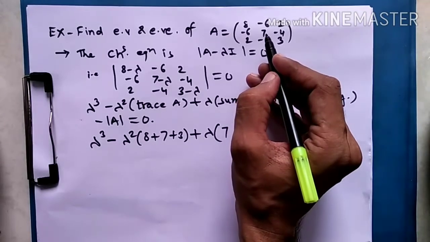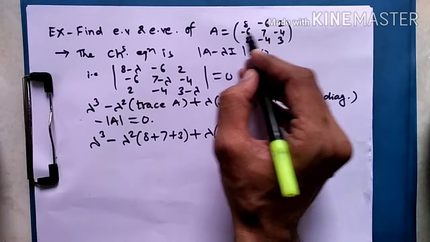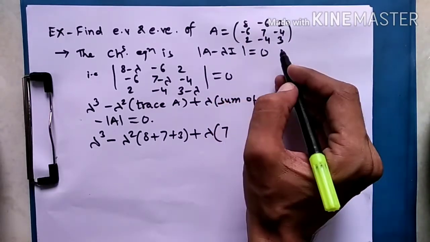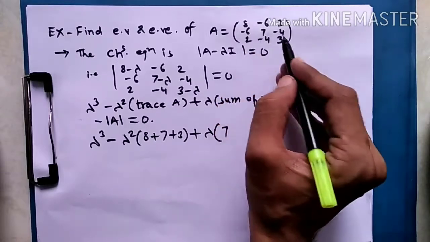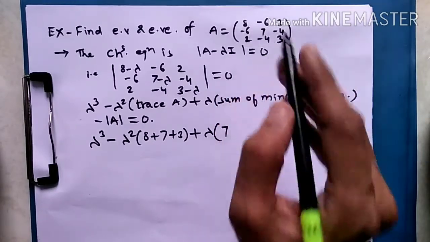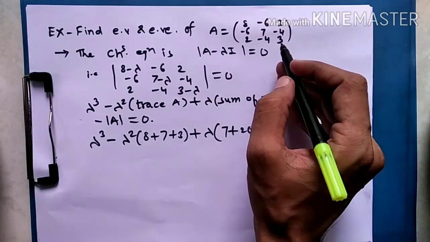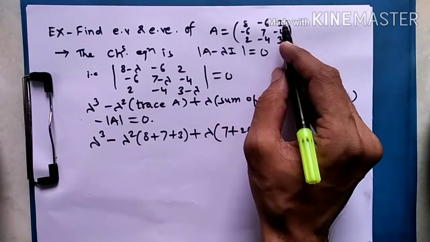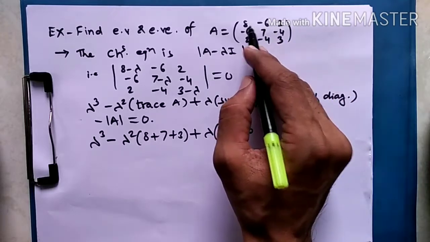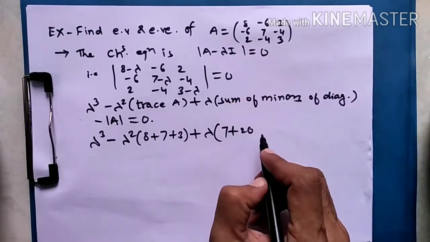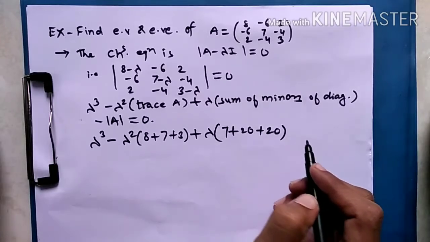Then the minor of the second diagonal element. Now we hide the second row and second column. The remaining elements are 8, 2, 2 and 3. So the determinant is 8 into 3, 24, minus 4, that is 20. Similarly, for the third element, hiding the third row and third column, we get 8 into 7, 56, minus 36. So the answer is again 20.